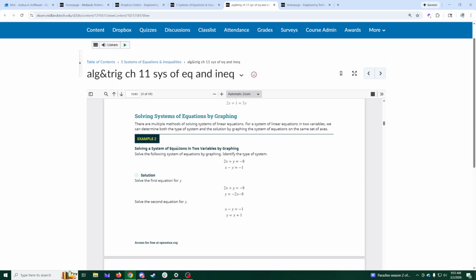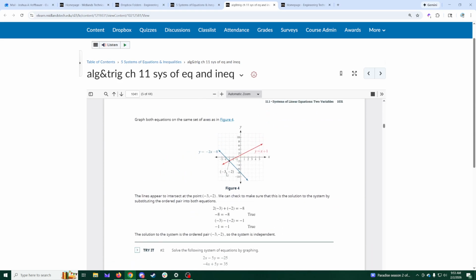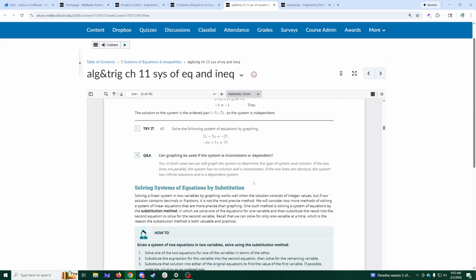But if asked to check the solution to a system of equations by graphing, you rearrange them, graph them, see where they cross, if they cross, and where they cross is going to be the solution. These two do happen to cross at coordinates -3, -2, so that is the solution to this system of equations.